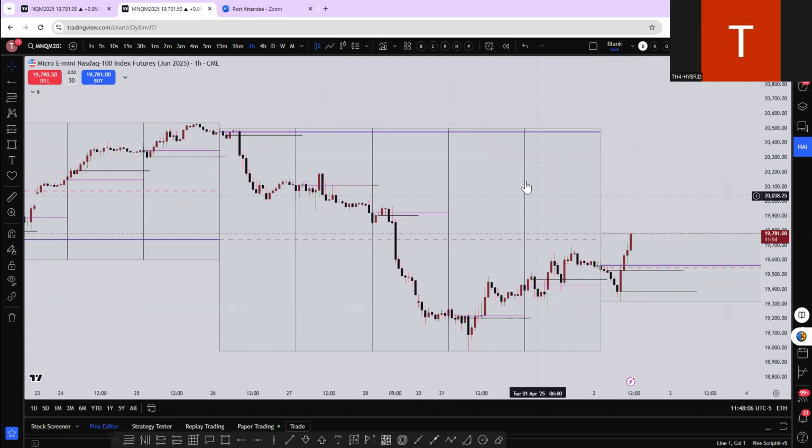So the next one, I'm going to talk about the overnight session, which is another range that you're going to look at for the day. But this is the overview for the 1 hour.